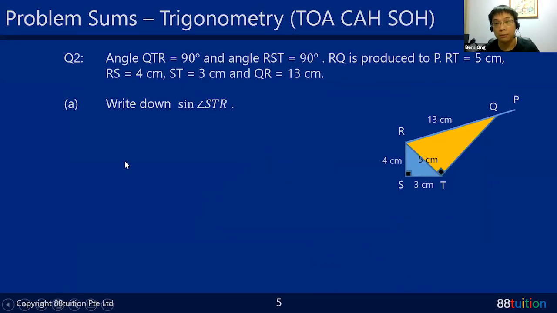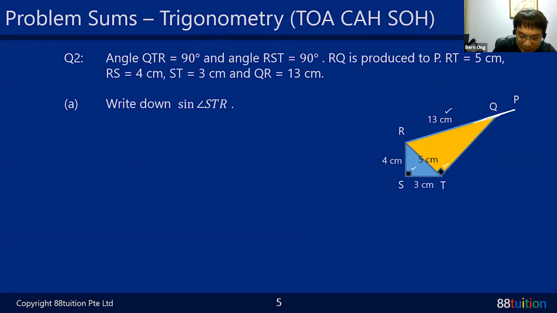Here, we are talking about something called TOA CAH SOH and Pythagoras Theorem also. Everything that is a right angle triangle, you have to talk about that. So here, they are looking for angle QTR. QTR here is 90. Got it. RST here is also 90. Got it. RQ is produced to P. Can you see now? RQ here is produced, means it's a straight line. And RT is 5 cm, good. RS is 4 cm, ST is 3 cm, and QR is 13 cm. Always look at the paragraph and look at the diagram. Make sure they are in line.